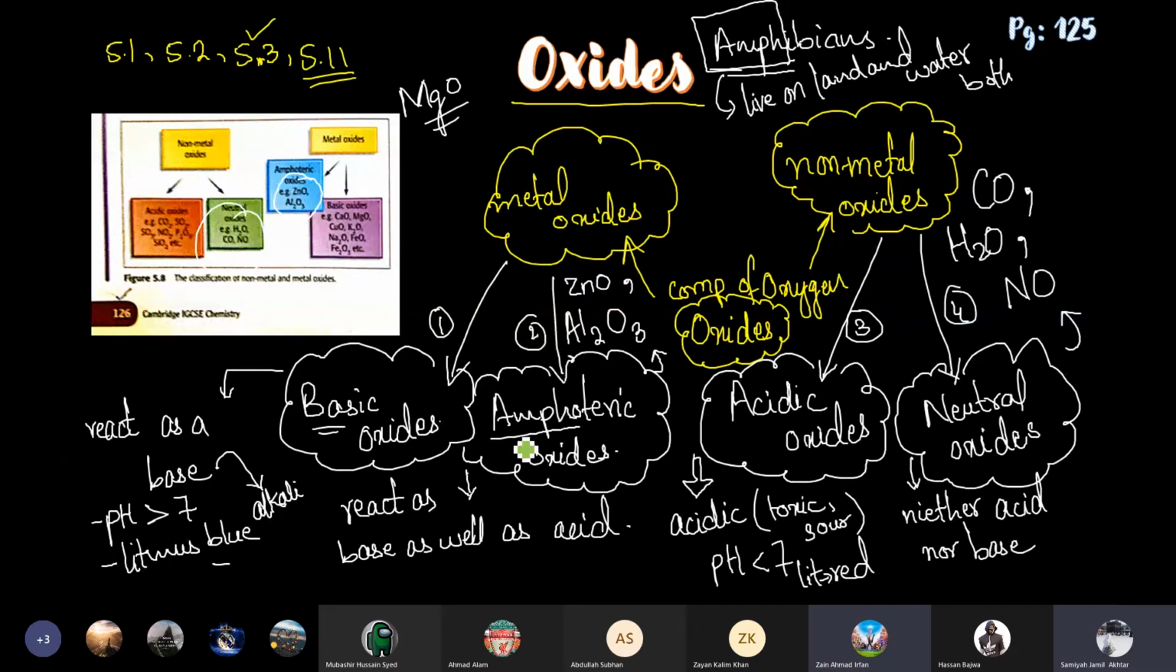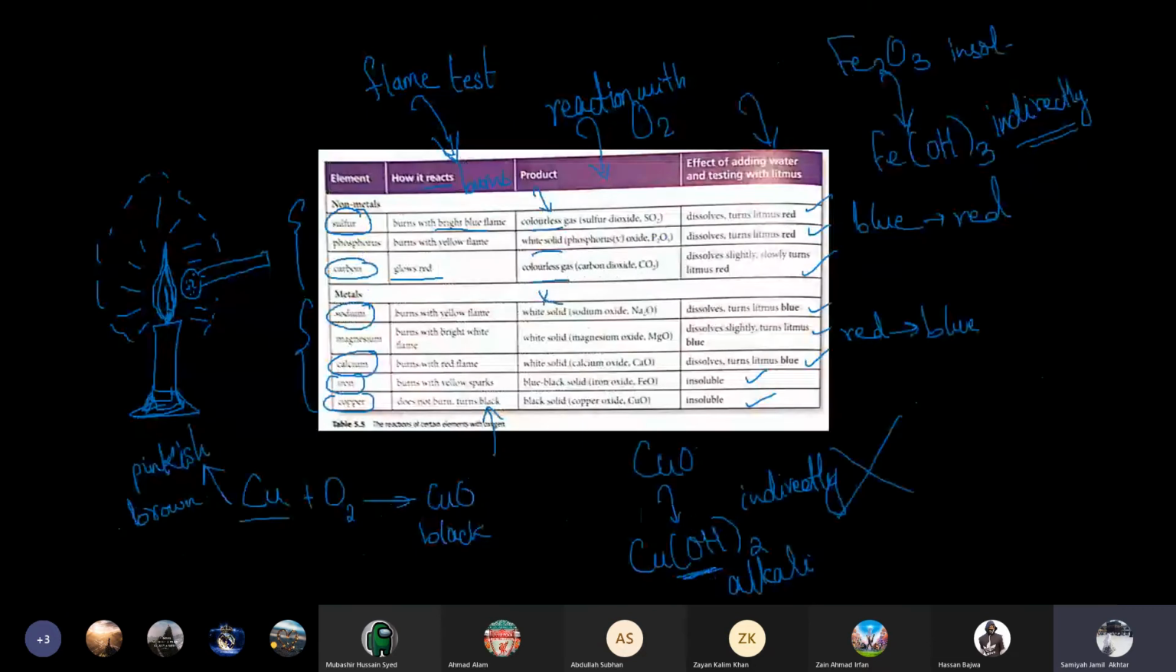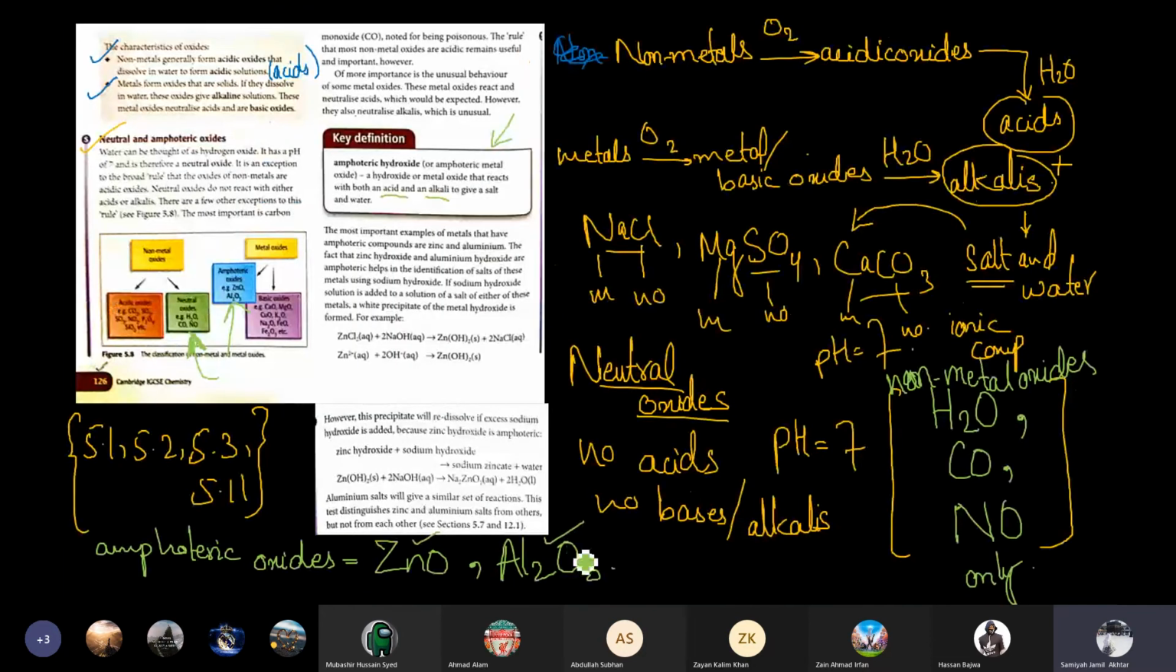When I gave you the introduction, I told you that amphoteric oxides react as base as well as acid. These amphoteric oxides have the property of both. They react with alkali, and they can act as acid also, so they change their behaviour depending upon the situation. There are two amphoteric oxides: zinc oxide and aluminium oxide. We will do the reactions of both of them, and these reactions are really important. Amphoteric oxides are very important.